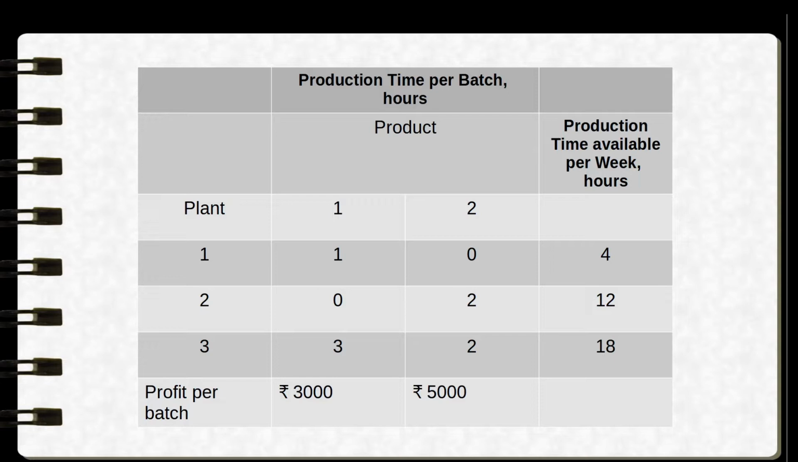In plant number 1, it took 1 hour to manufacture a batch of aluminum frames. In plant number 2, it took 2 hours to manufacture a batch of wooden frames. And in plant number 3, it took 3 hours to manufacture a batch of aluminum frame windows and 2 hours to manufacture a batch of wooden frame windows. The profit per batch of aluminum frame windows is rupees 3000, and the profit per batch of wooden frame windows is 5000.